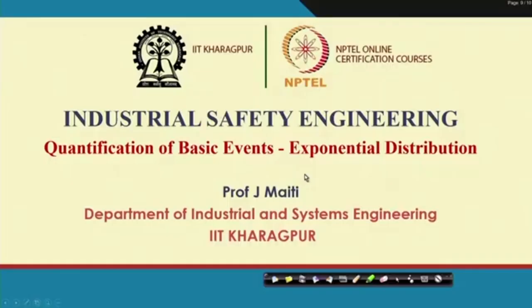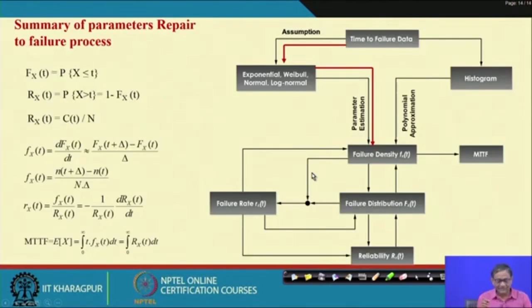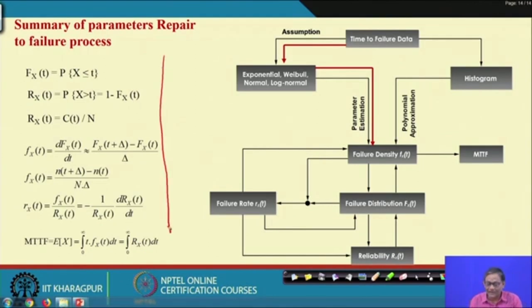Hello everybody, today we will discuss exponential distribution, which is a part of quantification of the basic events. Understand what we have discussed in last class? We have discussed this part fully, and then I have shown that if you have time to failure data, how you ultimately go for polynomial approximation from the histogram. Although we have not given you any numerical problems and solutions for histogram to polynomial approximation, it is possible and I am sure that you will be able to do it.